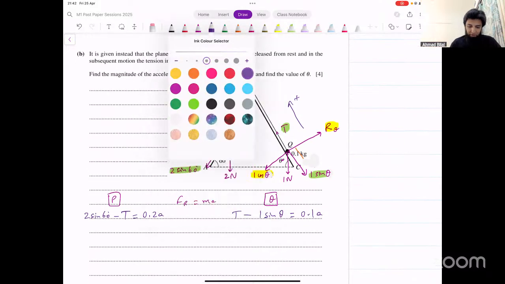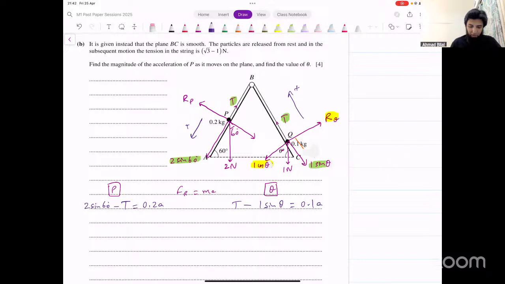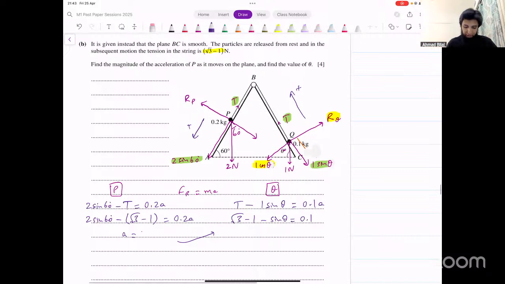Let's just input that. So that's fairly straightforward. Then 2 sine 60 minus the value for T. That's under root 3 minus 1. They have given that value in the question. This value here equals 0.2 times A. You'll get the value of A from this. What's that value of A? 5. So we get A equal to 5 from this.